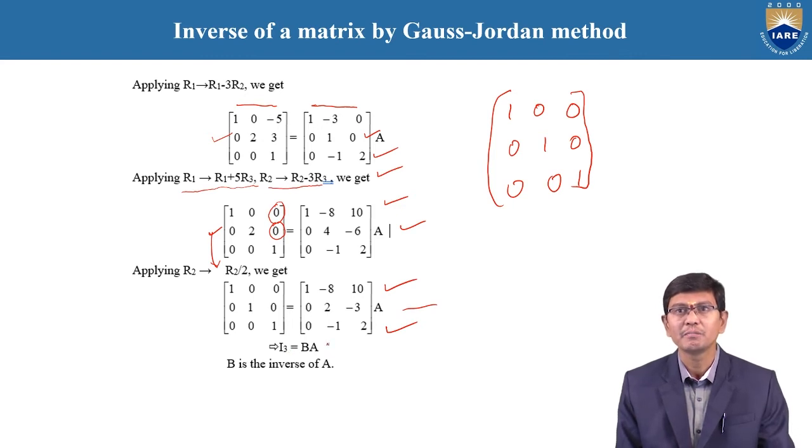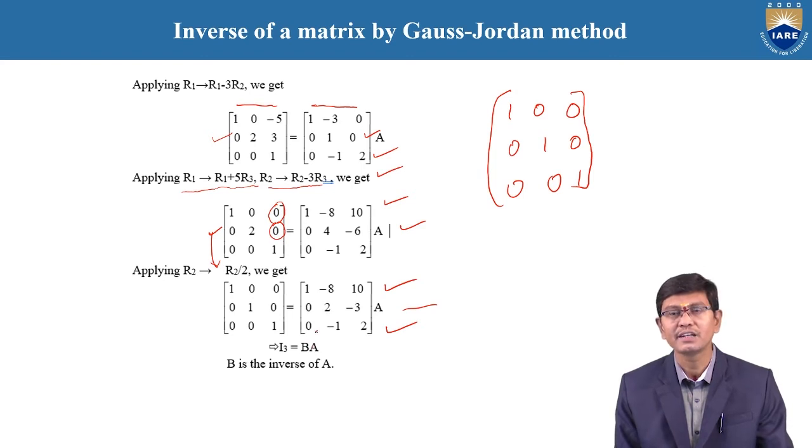And similarly, by using all these previous operations, the right side is also changed from A equal to I into A, that is B, considered as the matrix E into A. Therefore, according to the Gauss-Jordan method, here B is the inverse of the matrix.